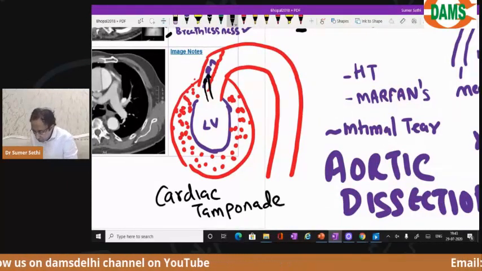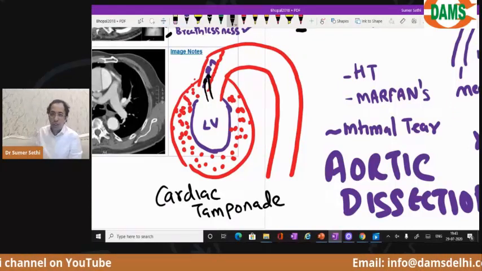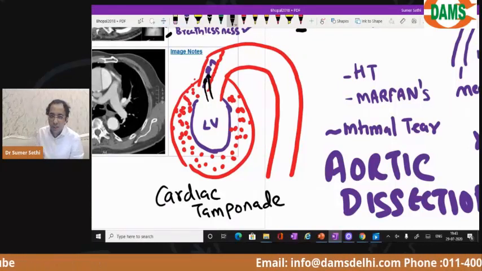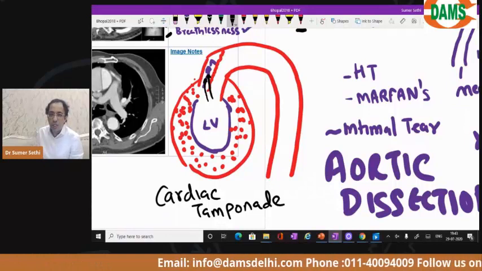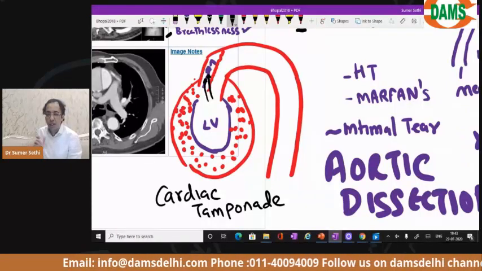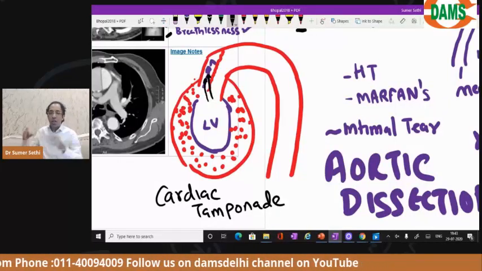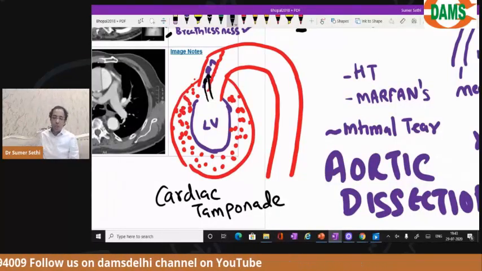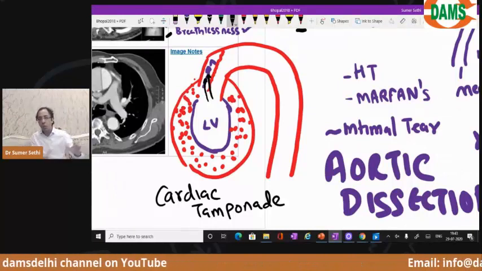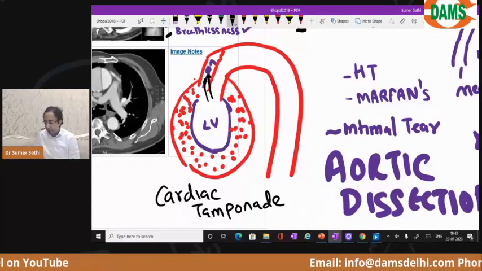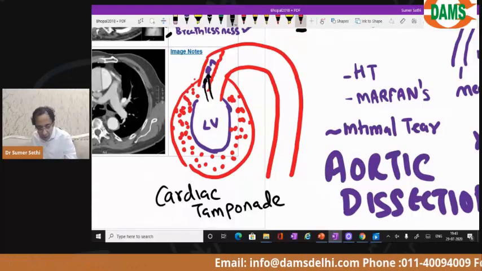So I am giving you a question to answer. Which type of aortic dissection can lead to sudden death because of cardiac tamponade? The answer is Stanford type A, because it has to be the ascending aorta to cause cardiac tamponade. And descending wala dur hai, wo cardiac tamponade nahi karega. Okay.